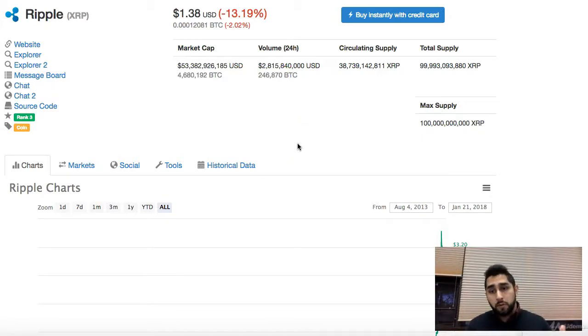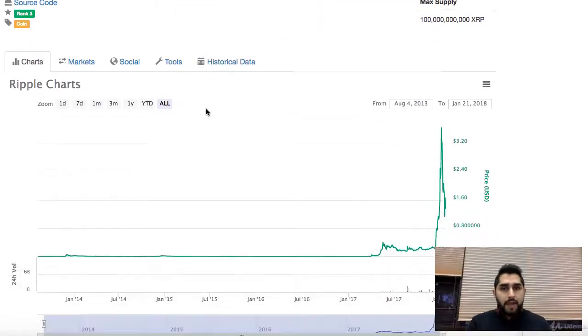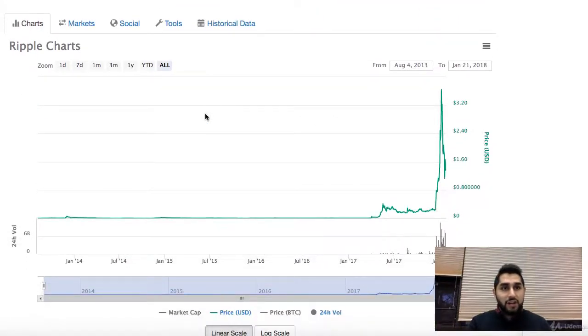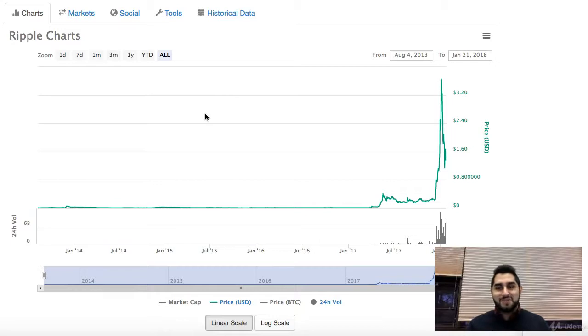Again, I'm on coinmarketcap.com. We're checking out Ripple, which the acronym is XRP. And I want to take a look at this chart. And the funniest thing about these cryptocurrency charts, or the reason I just laughed, is because this type of acceleration in price is just so insane.